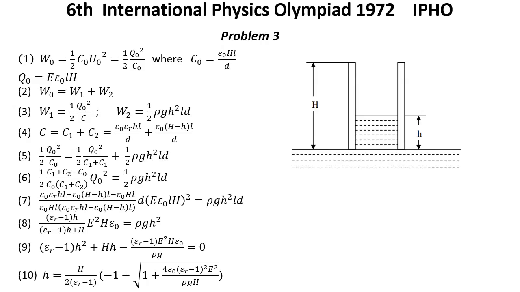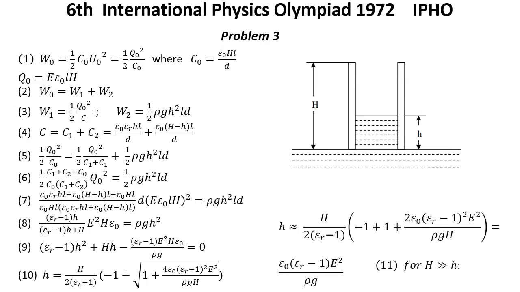If we check big H much greater than small h, we can express this square root through 1 plus a very small number. So we have this expression, 1 and 1 cancel, and finally we will get h approximately equal to this. So that was a full solution for problem number 3.